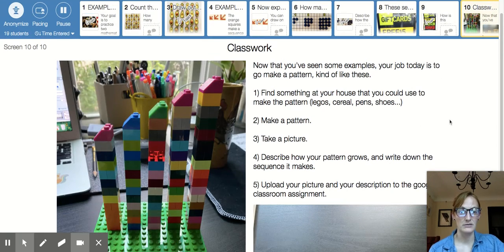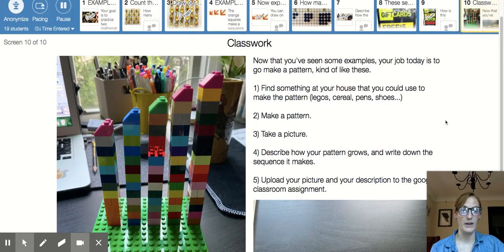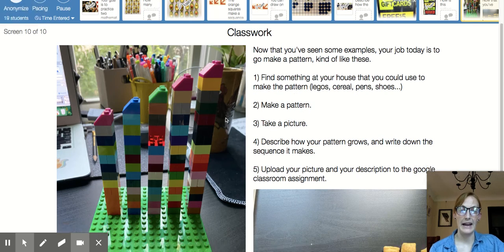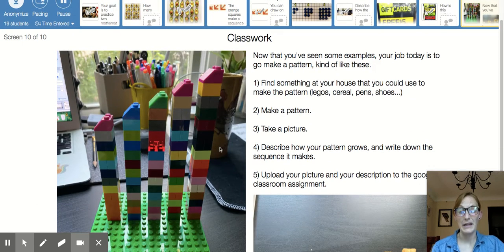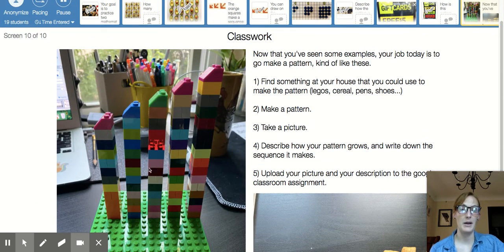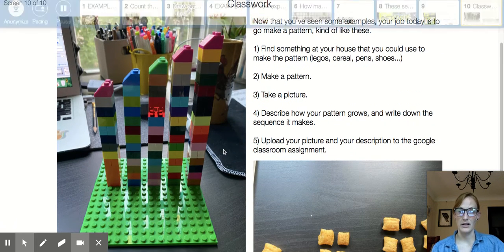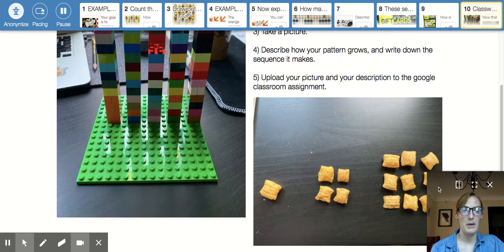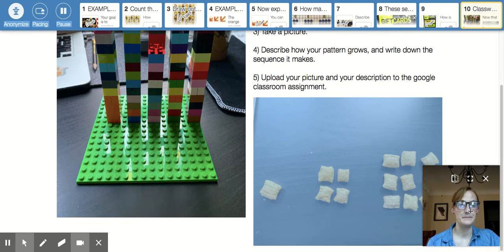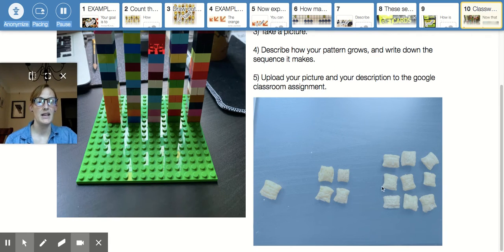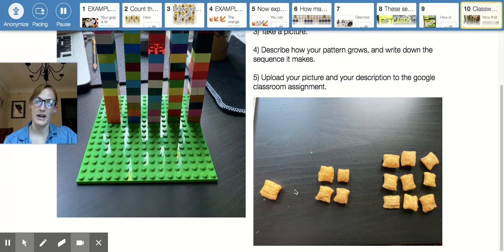Your job now is to go make your own pattern, okay? So you're going to make your own pattern, and I put 2 examples of the kind of picture that you could draw. So here I made a pattern with the Legos, where each of these towers was one Lego taller than the other one. Here I made a pattern with cereal where I just made a square out of cereal. So 1, 4, 9, and then I kept going.